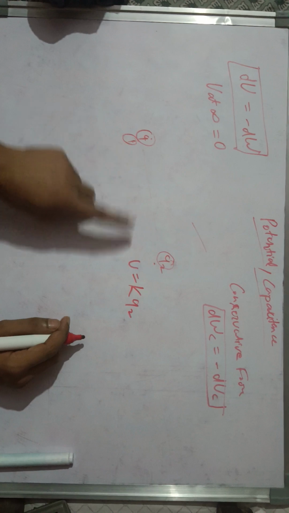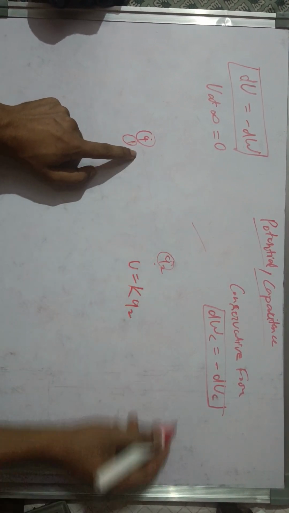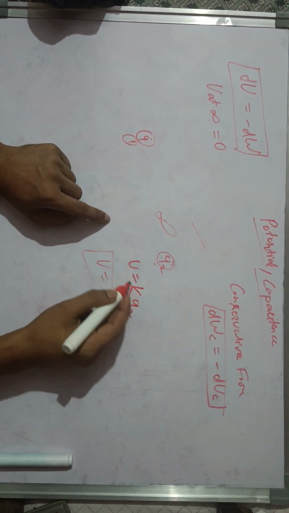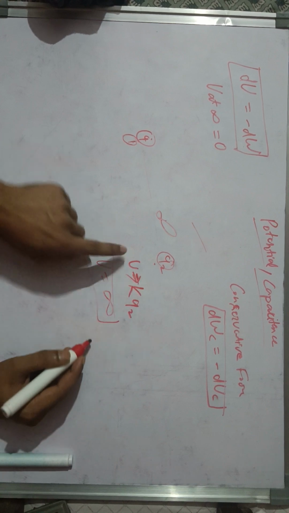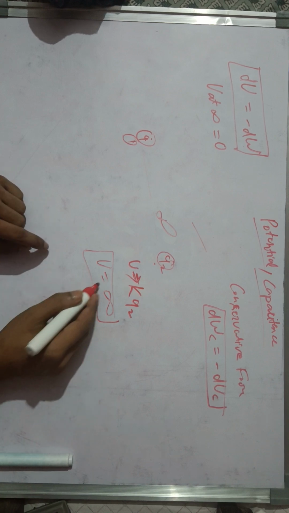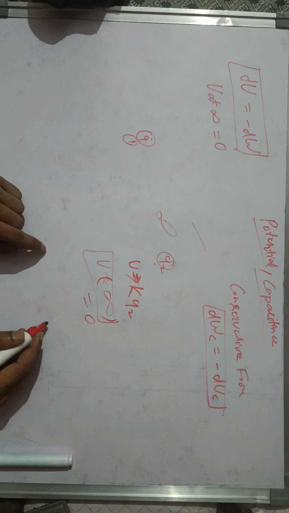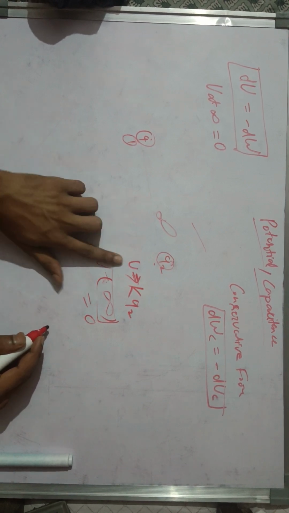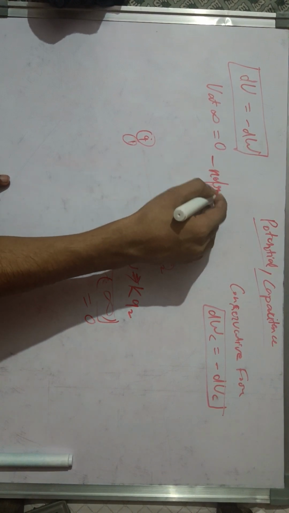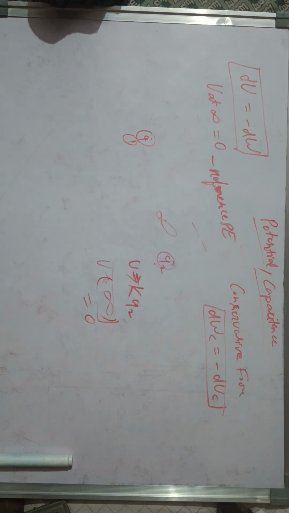So due to these two charges, this q2 charge will have energy U, and when this q2 charge is at infinite distance from q1, then this U will become 0. This is somehow related to k q1 q2, and the potential energy at infinite distance we are taking as 0. So this is the reference potential energy.